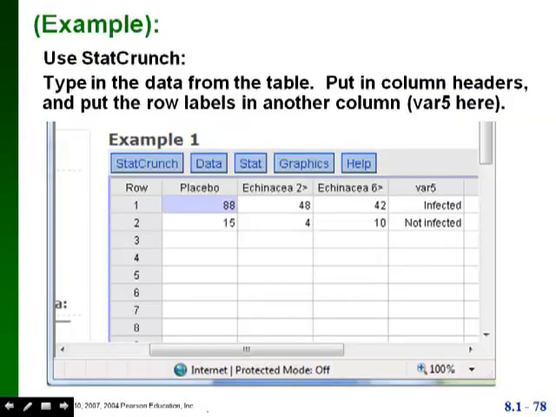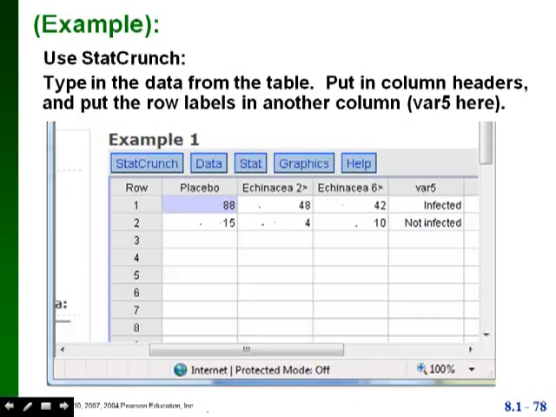Now here's how we use StatCrunch for this. If you have summary data like we do, which is already in a table, then you just type it in and make your own table in StatCrunch. And I would suggest that you use column headers so that you know which column is which in this. You also have to put in another column that gives the values you have for your row variable. So here are all the numbers from the column, and then in this case I just put the row labels in the 4th column over here.